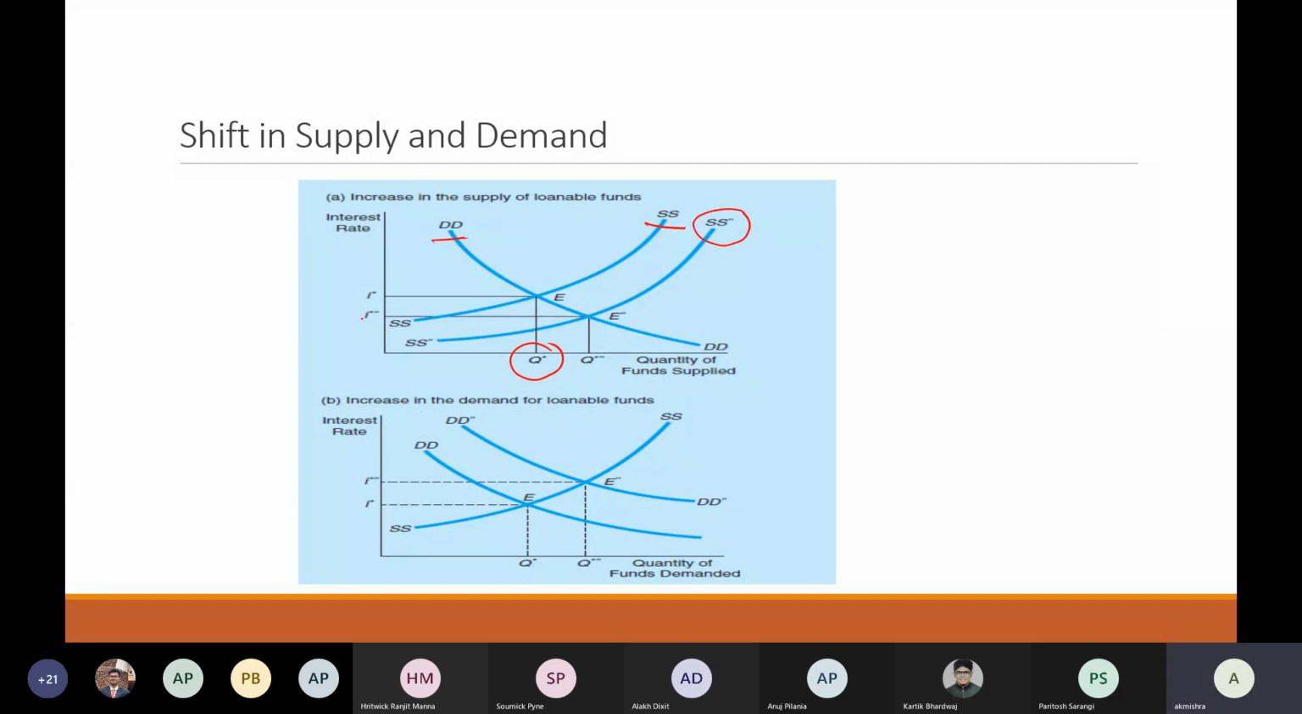So because demand has not changed, but the supply has gone up, what impact will we see? This interest rate, which was R bar, will be R double bar. So effectively there is a decline in interest rate by this factor. So this is the change in interest rate. Why? Because there is additional supply of fund.